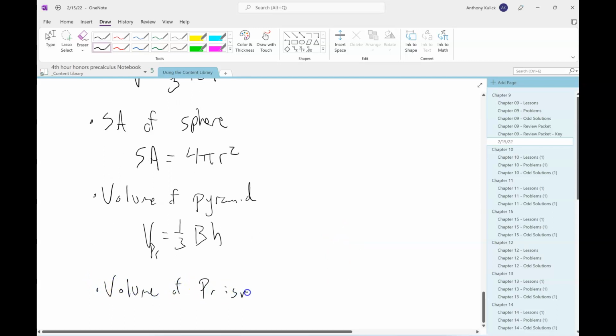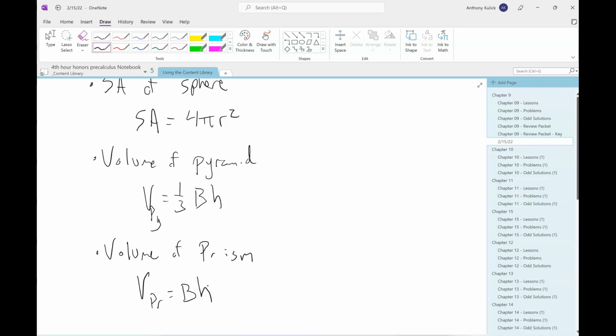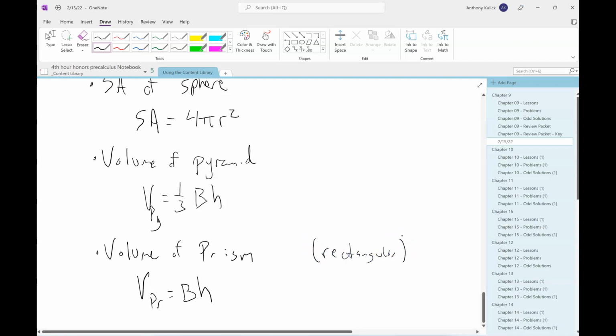And in fact, the volume of any prism, pyramid should be pyramid, is just area of the base times the height, right? For any prism. Now, if we're talking about the most common prism we run into, the rectangular prism, the base is a rectangle, so the area of the base is length times width. So a rectangular prism's volume is length times width times height.